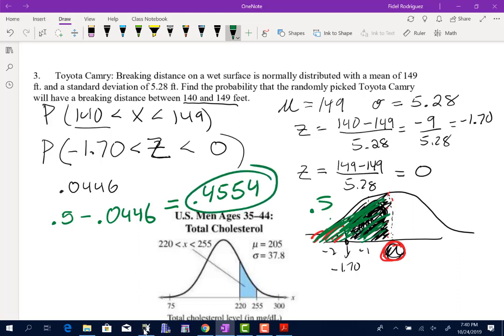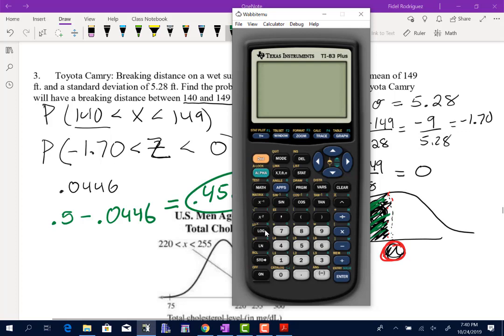4554, right? Okay, and guys, if you wanted to use your calculator, how would you enter that in? Okay, so we're going to go second vars, right? Let's turn this thing on. Second vars. We're going to go to normal CDF.